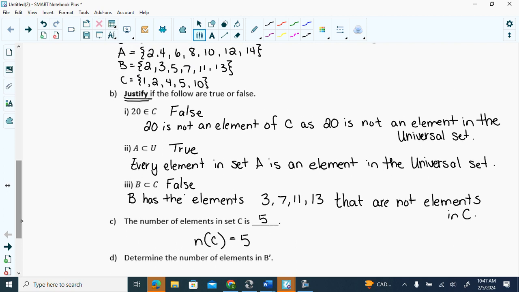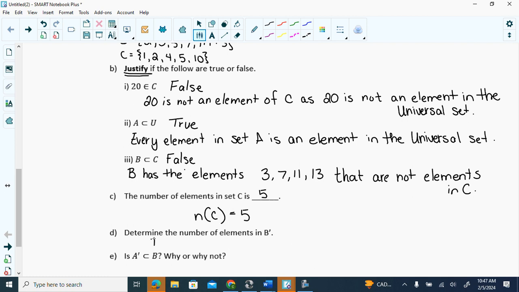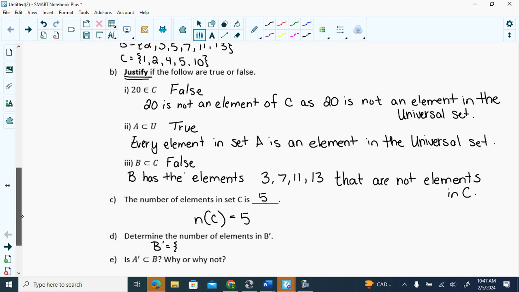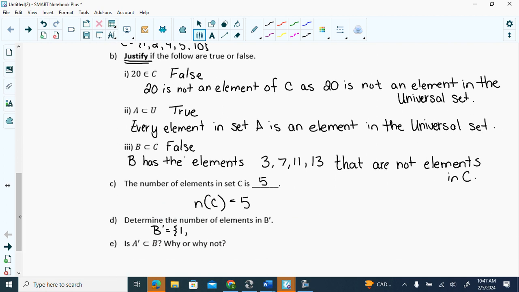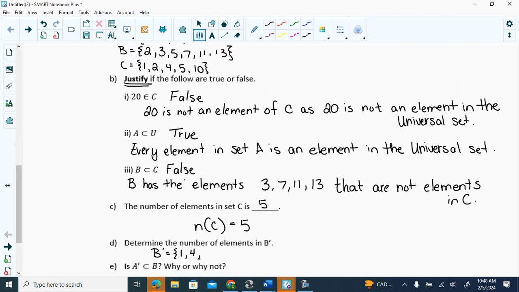The complement of B. So B has 2, 3, 5, 7, 11, and 13. The complement of B would have 1, and then 4, and then 6, and then 8, 9, 10, and then 12, 14, 15. Correct? So that would be the elements, but it wants the number of elements. So the answer is not that. The answer is what? 1, 2, 3, 4, 5, 6, 7, 8, 9. So the answer is actually 9.